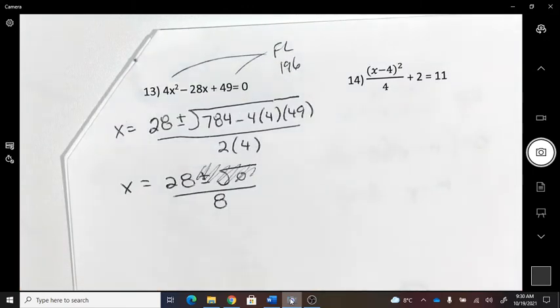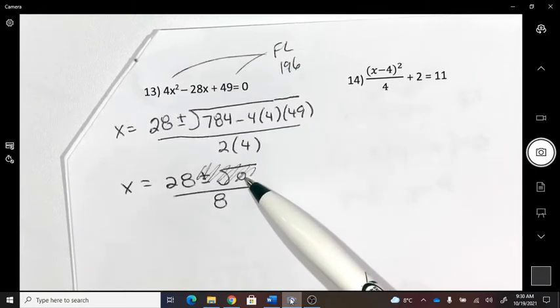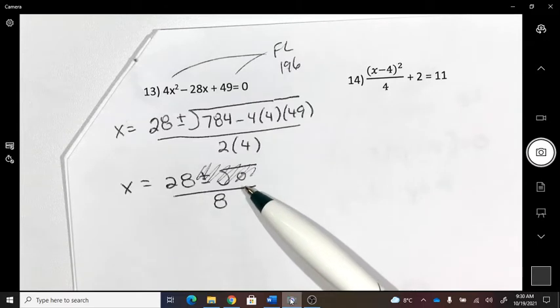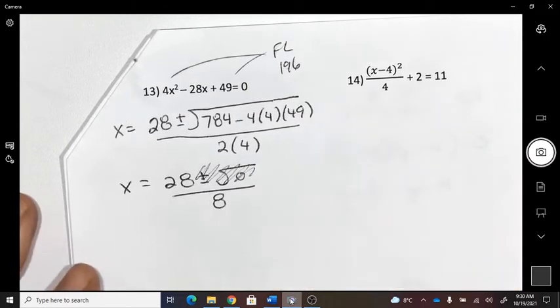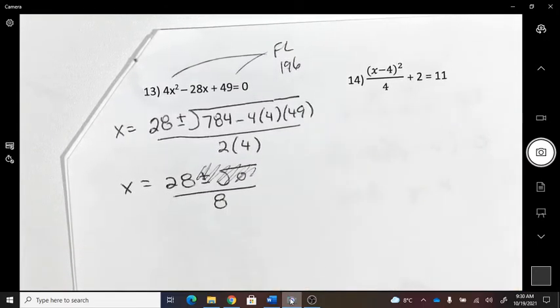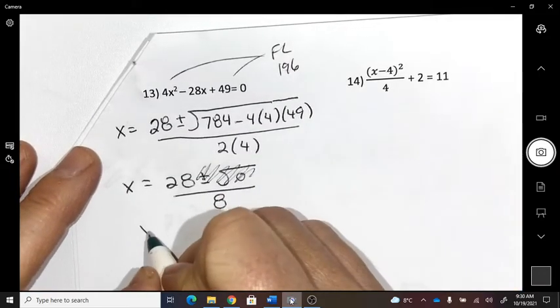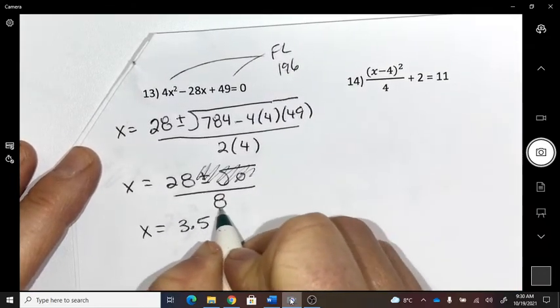So how many solutions do I already know I'm going to have? If this is 0, then there's going to be just one answer, right? So 28 divided by 8, x is 3.5.